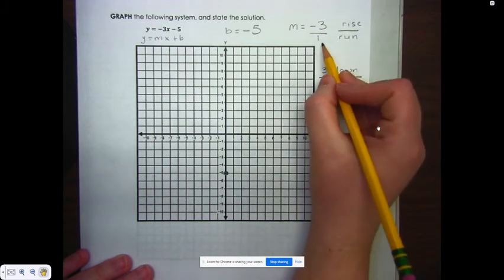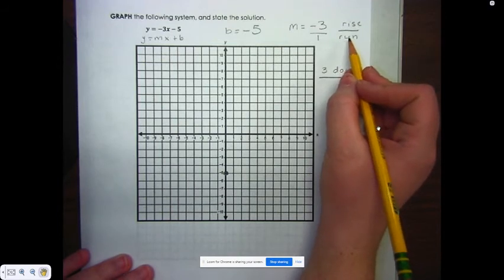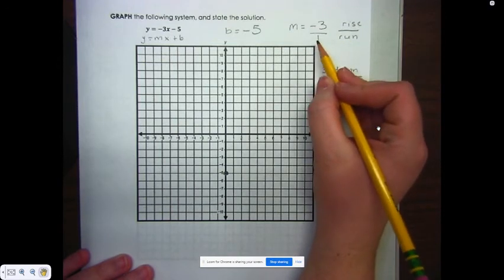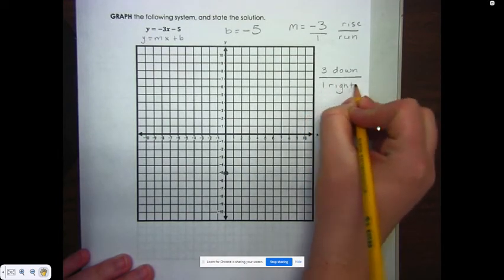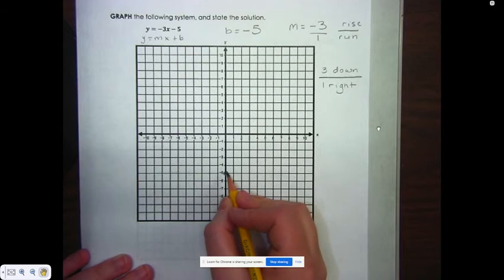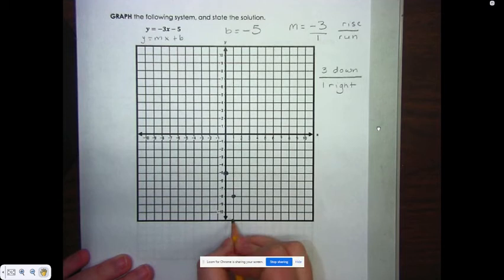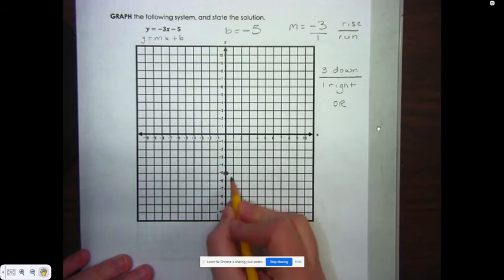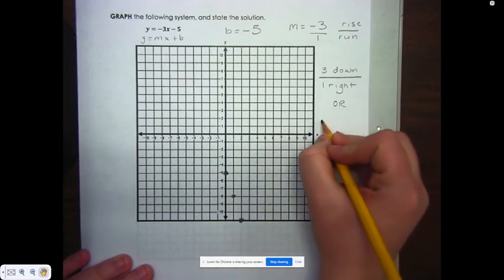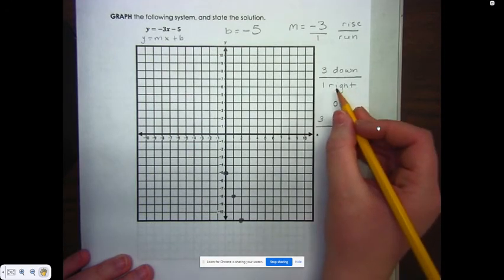And this is still a positive 1, and for the run, I'm deciding if this goes to the right or the left, and because it's a positive 1, that should be 1 unit to the right. So from my y-intercept, I can go 3 units down, 1 to the right, and then I can go again 3 units down, 1 to the right. Now, I can also do the opposite, which would be 3 up and then 1 to the left.